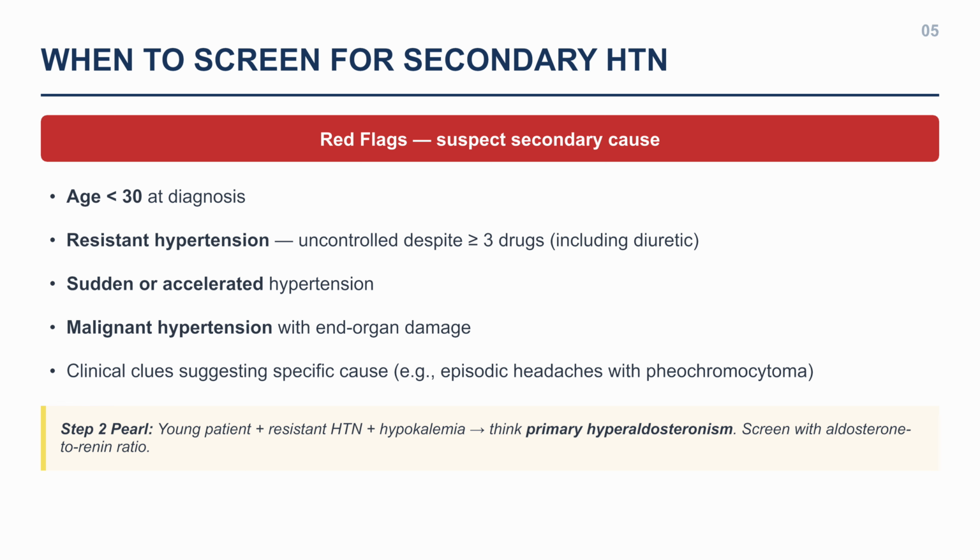Fifth, clinical clues that suggest a specific cause, such as episodic headaches, palpitations, and sweating, which point to pheochromocytoma. Step 2 Pearl. A young patient with resistant hypertension and hypokalemia should make you think primary hyperaldosteronism. Screen with the aldosterone to renin ratio.